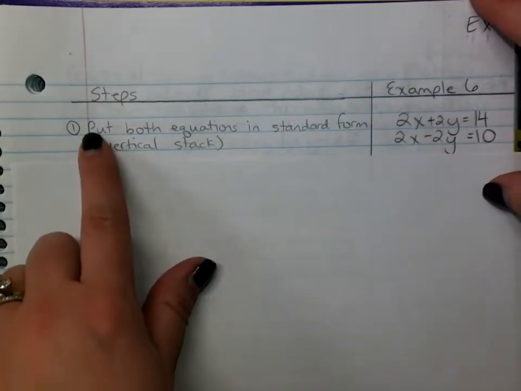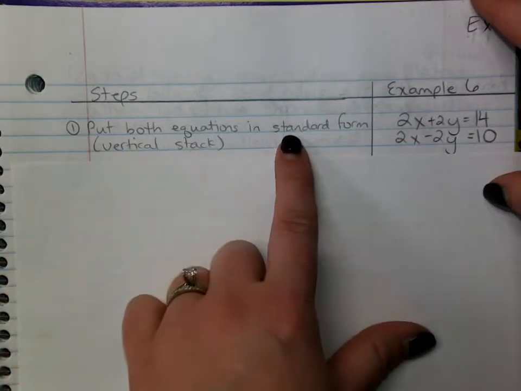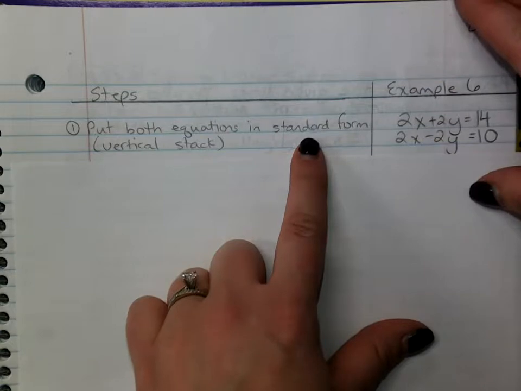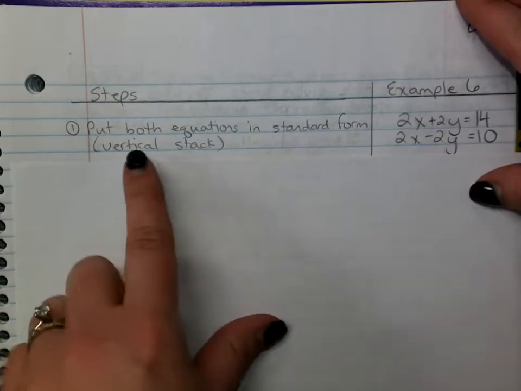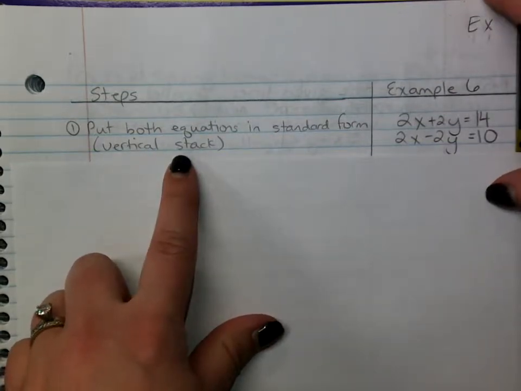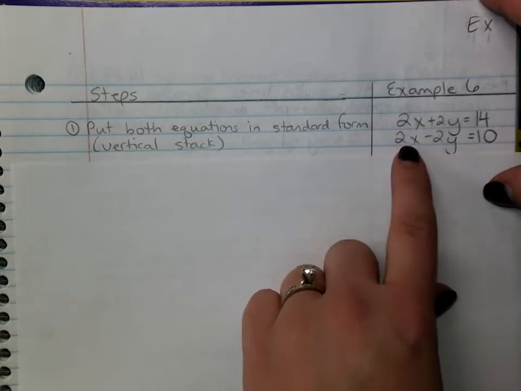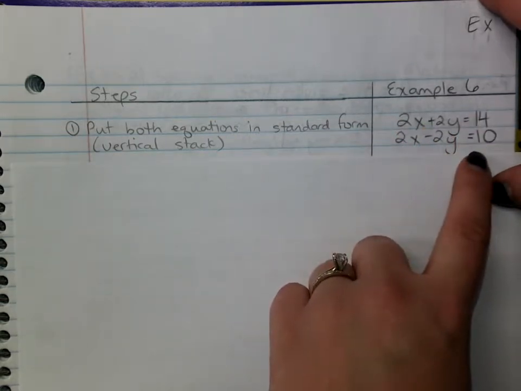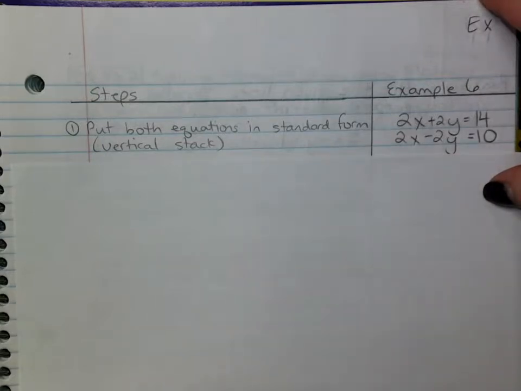So the first step is to make sure that both equations are in standard form. If they're out of order or need to be moved around, that's the first step. Put both equations in standard form and vertically stack the matching variables. So the x's should be lined up, the y's should be lined up, and the constants should be lined up. And so, vertically stacking the equations in standard form.